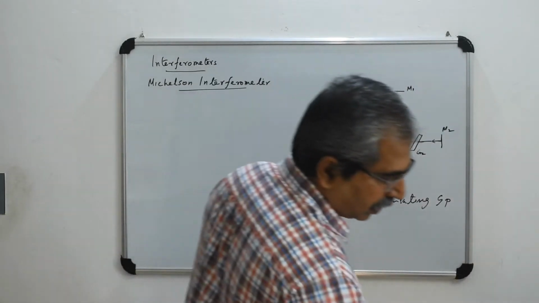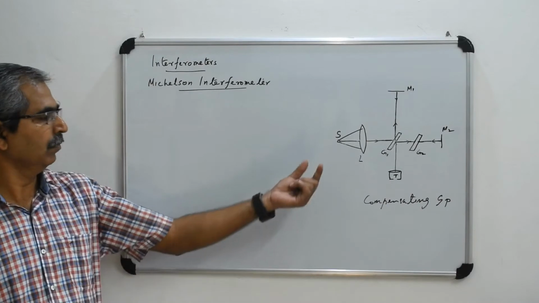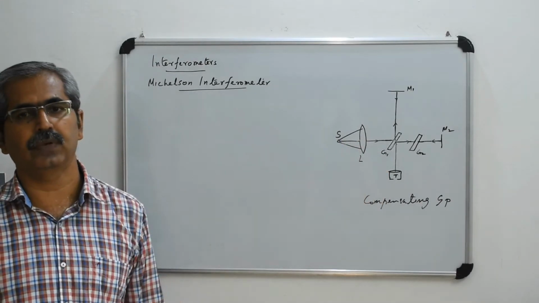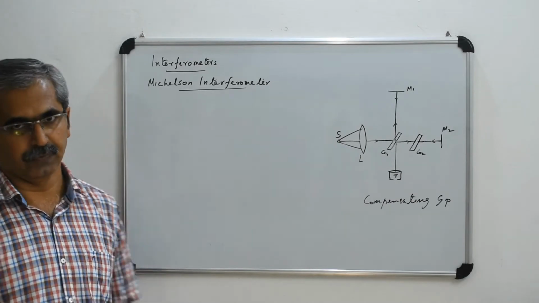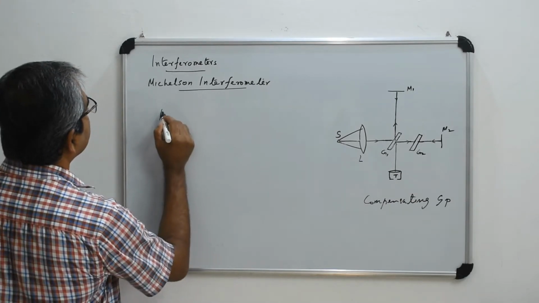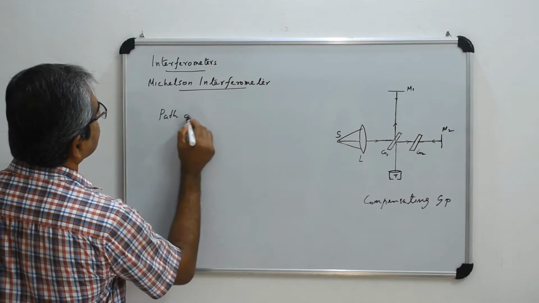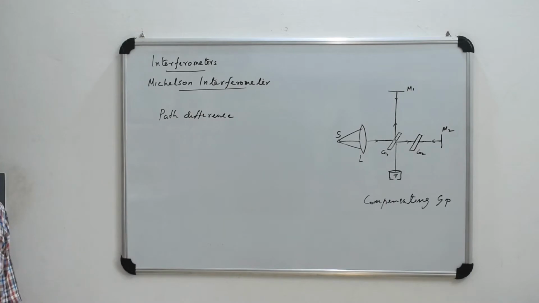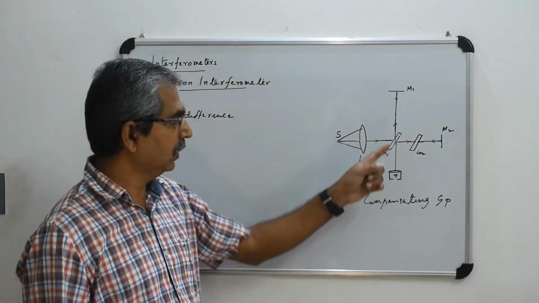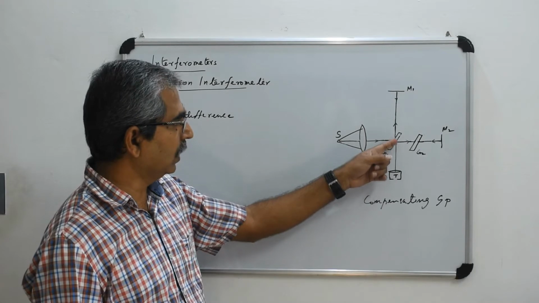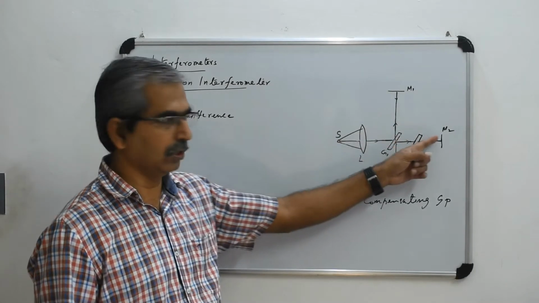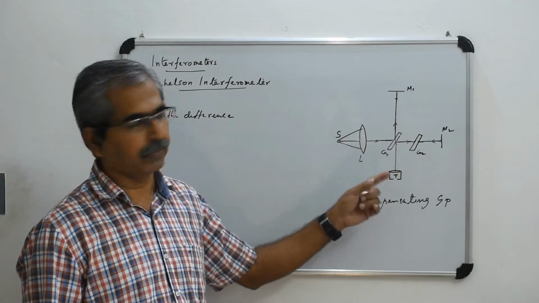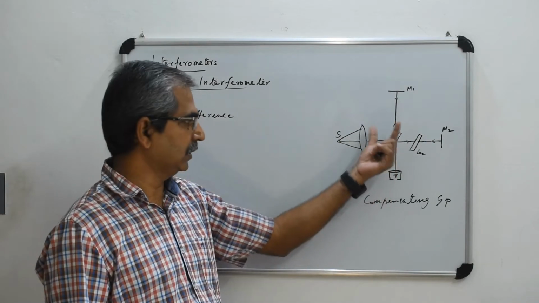Now we have to find the condition for interference. The condition for interference depends upon the path difference, so we have to find the path difference. Which path difference? The path difference between the light rays going towards M1 and going towards M2, or you can say this particular light and this particular light. This is what is required.